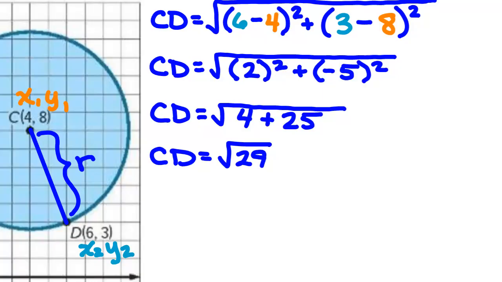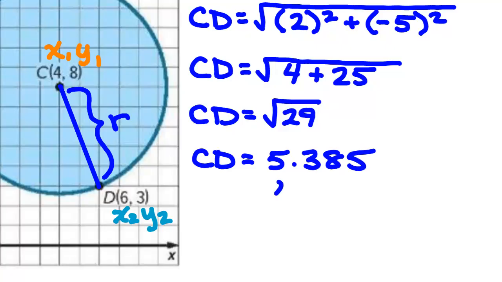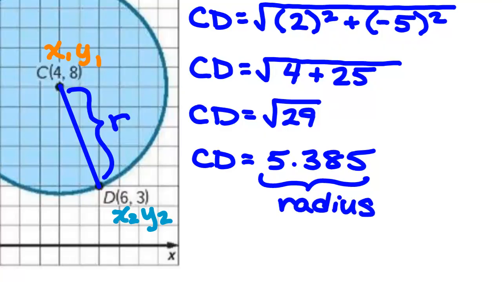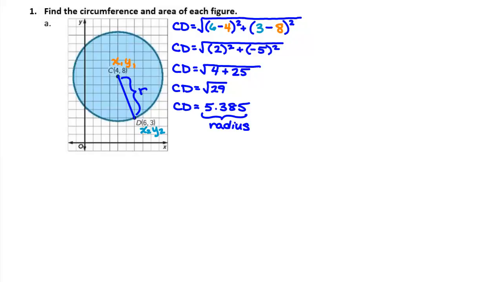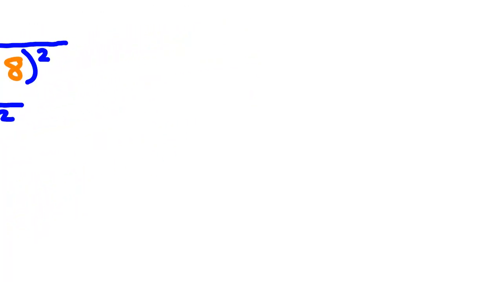And now we need to know what that is in decimal form. So pop that into your calculators and tell me what you get out to 3 decimal places. 5.385. Fantastic. This is the radius. That is our radius. Now we want circumference and we want area.